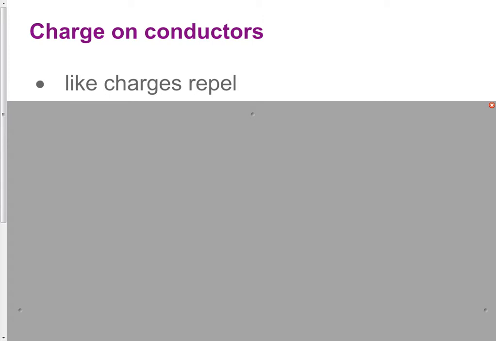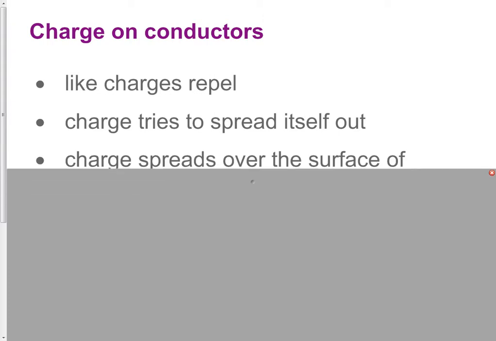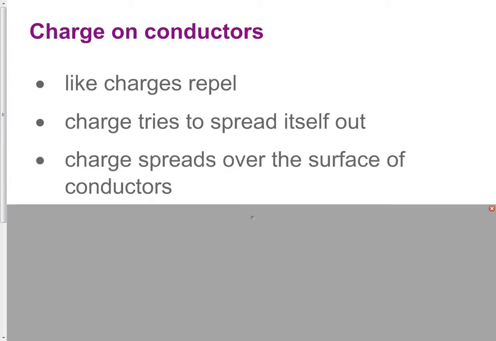What are the implications of this that you probably didn't consider at GCSE? Well, like charges repel, we've just said that. So if you charge an object by putting extra electrons on it or taking electrons away from it, that charge tries to spread itself out because the charges are repelling away from each other. And conductors allow charge to flow. So if you charge a conductor, then the charge will actually spread itself out over the whole surface of the conductor. If you charge part of an insulator, the charge gets stuck there because it can't flow. But a conductor, it can.